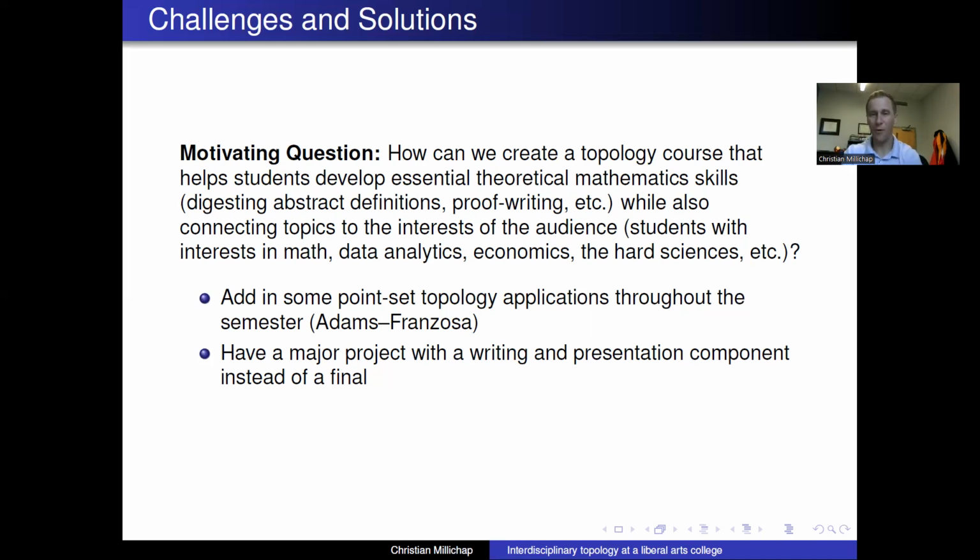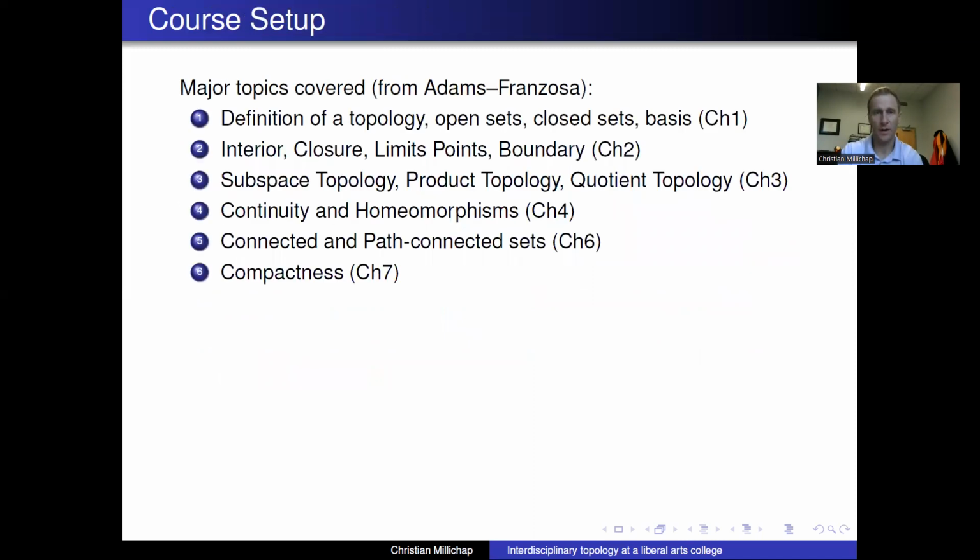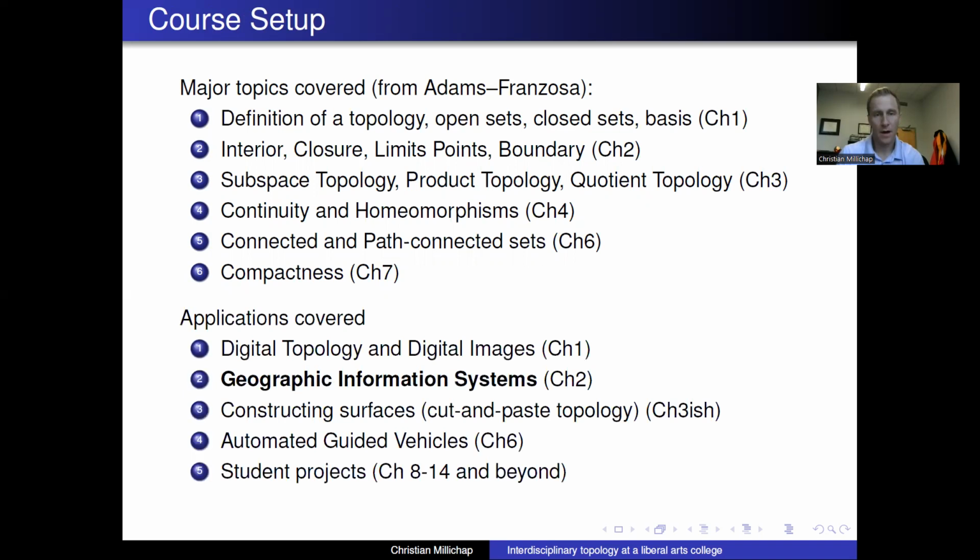My goal is to talk about one of these applications to give you an idea of what you do in class. But I figured I'd give a quick rundown of what I cover in my topology class, and this is referring to the Adams-Franzosa book. What do I cover in terms of point set topology? A lot of probably the essentials that people cover. There's a list with reference to the chapters. And then the applications I try to cover are below, again referencing the chapters in Adams-Franzosa.